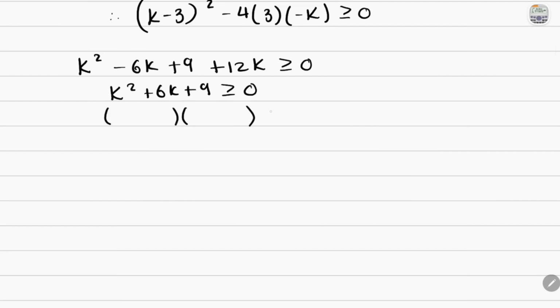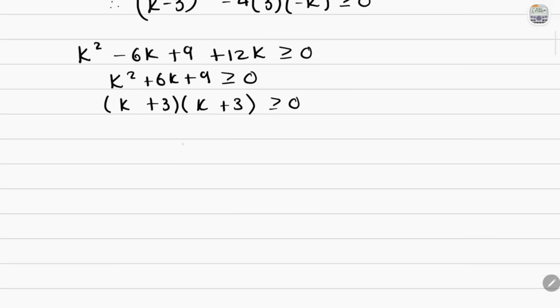Okay, you can see that this is one with the same roots. If you had to factorize this, greater than or equal to 0, you see that we're going to have k times k, and then factors of 9 that can give us 6. That's positive 3 plus 3. 3 plus 3 is 6, and 3 times 3 is 9. So this is (k plus 3) all squared is greater than or equal to 0.